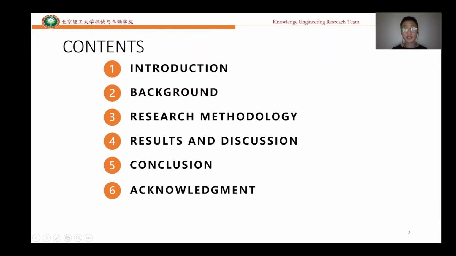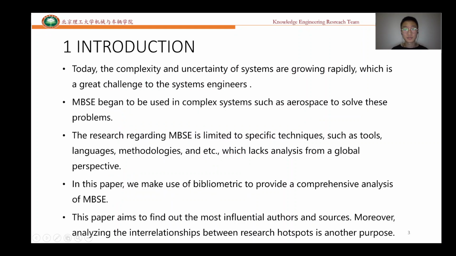My presentation has 6 parts: introduction, background, research methodology, results and discussion, conclusion, and acknowledgement.